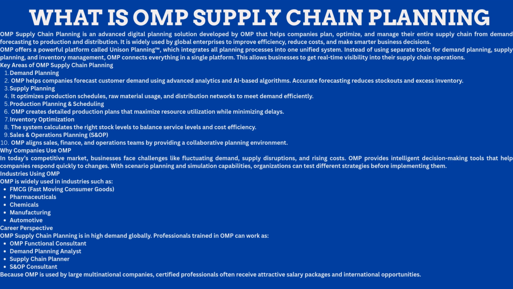Production planning and scheduling: OMP creates detailed production plans that maximize resource utilization while minimizing delays. Inventory optimization: the system calculates the right stock levels to balance service levels and cost efficiency. Sales and operations planning, S&OP: OMP aligns sales, finance, and operations teams by providing a collaborative planning environment.